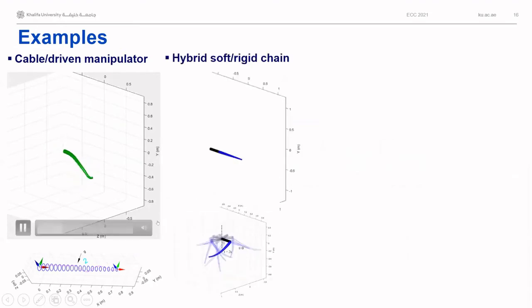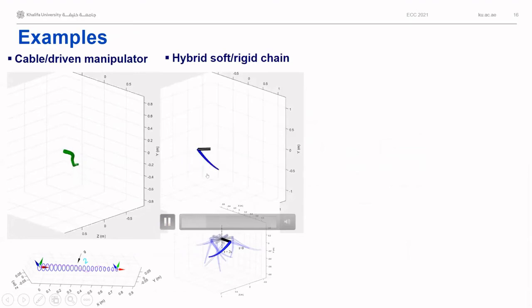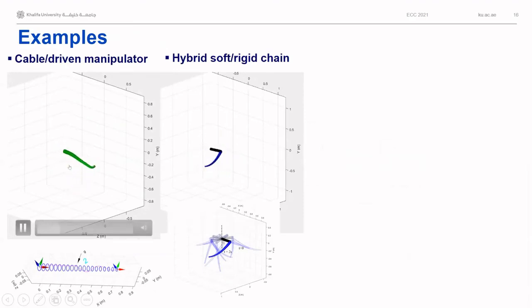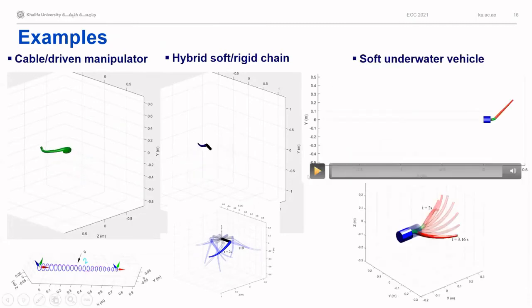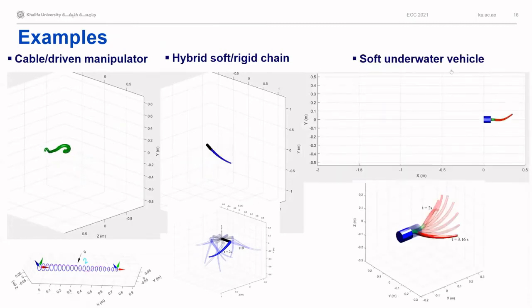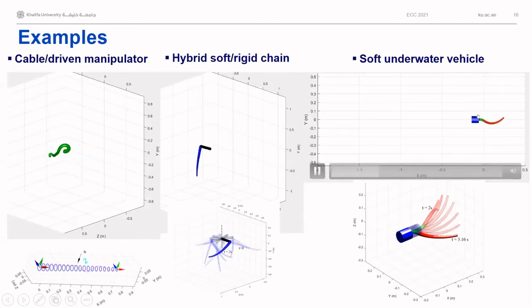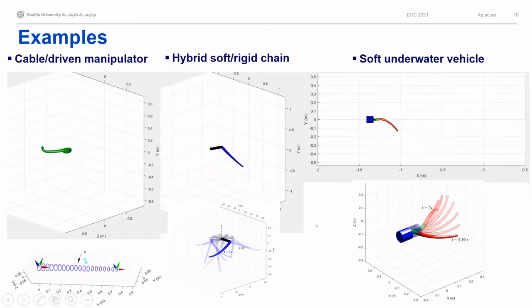Here you have a hybrid soft-rigid chain where the revolute joint at the base is actuated in position, in this case, while the cable is actuated with the tension of the cable. And finally, here you have an underwater soft robot that propels itself, again actuating the motor in rotational input.